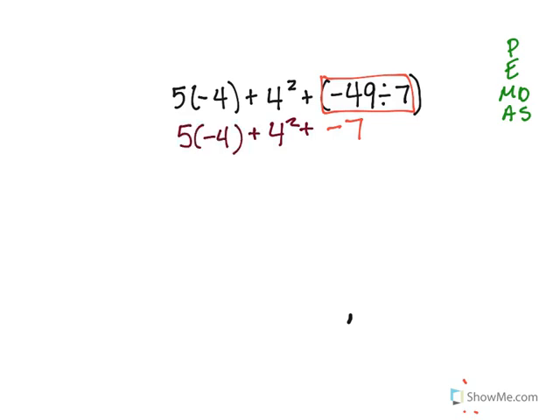And be careful, because one of the biggest mistakes I see is we start copying an operation symbol wrong, or we forget to copy part of it. Now, I don't have any more operations in parentheses to do, but I have exponents. So I'm going to do these exponents next, which is 4 squared, which is 4 times 4, that's 16. Okay, and then I'm going to copy everything else I have left.